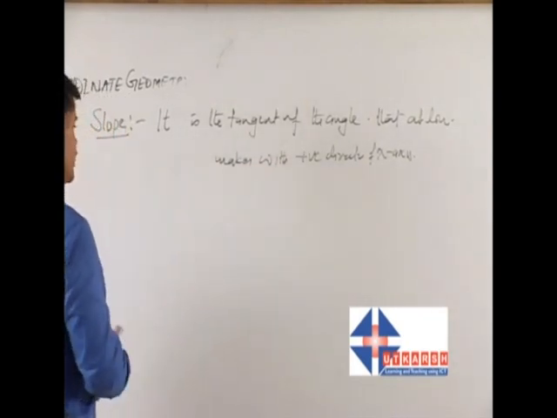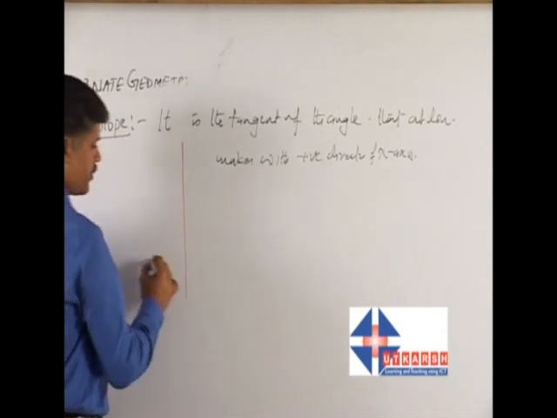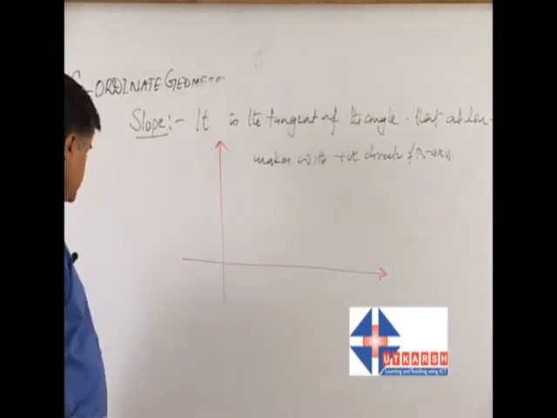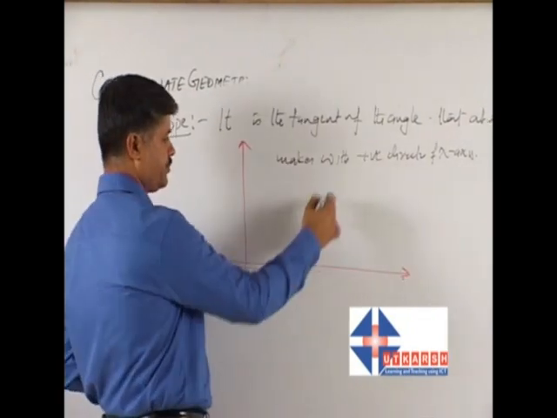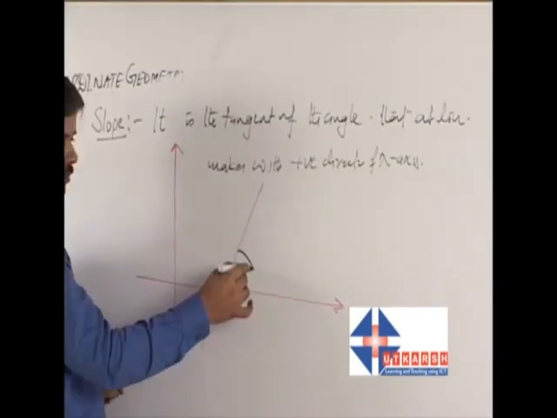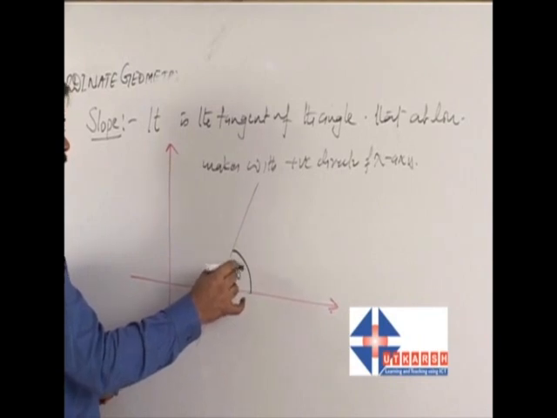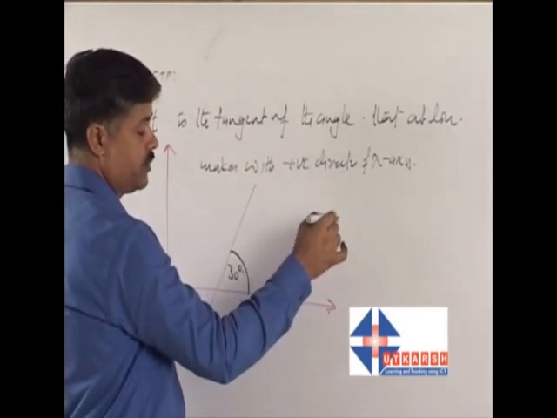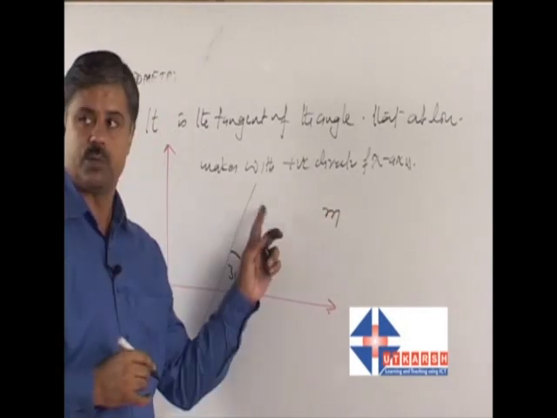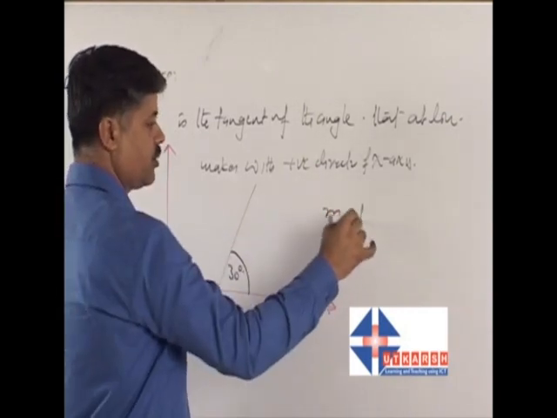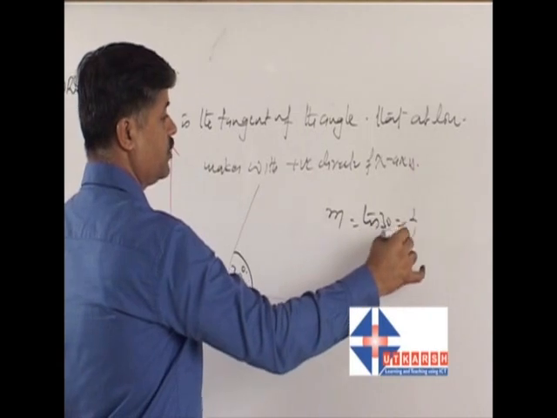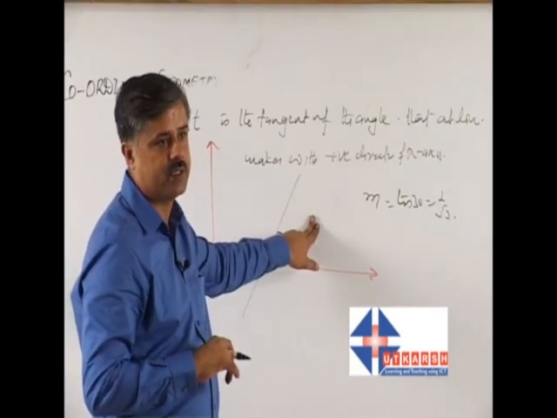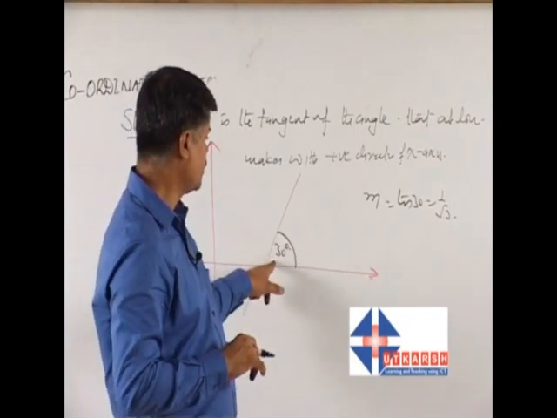Say this is your coordinate axis, and this is the line making an angle of, say, 30 degrees there. Then m, we denote the slope by m, is equal to tan 30, which is equal to 1 by root 3. This 1 by root 3 is called the slope of this line.